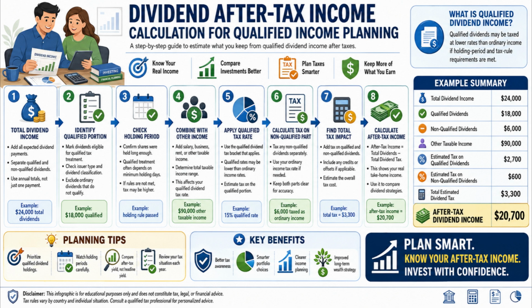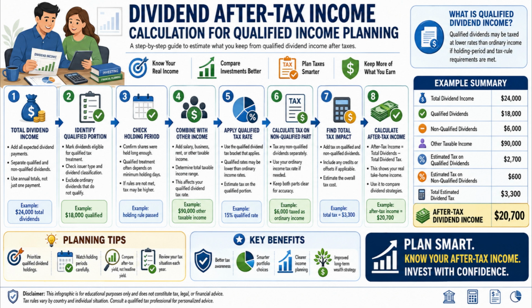First, calculate your total dividend income. Add all expected dividend payments for the year and separate qualified dividends from non-qualified dividends. For example, if your total dividend income is $24,000, that becomes your starting point. However, not all of this may receive qualified tax treatment.